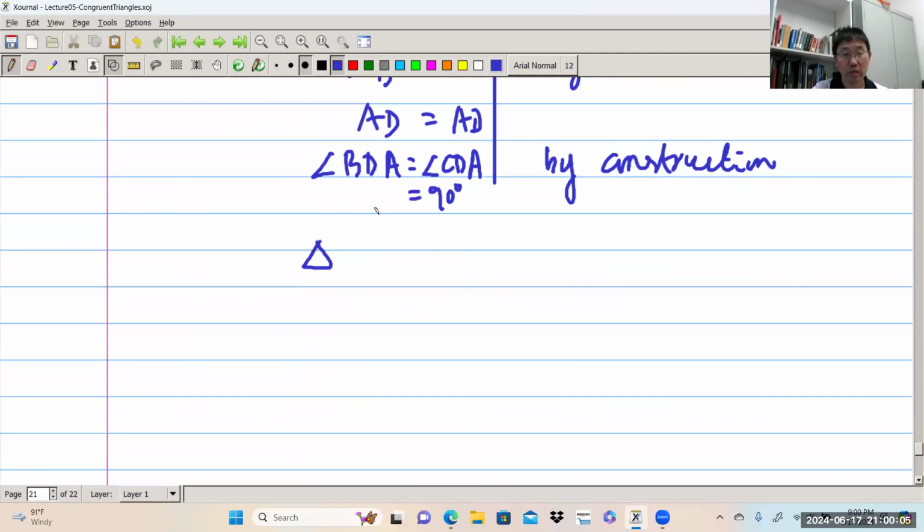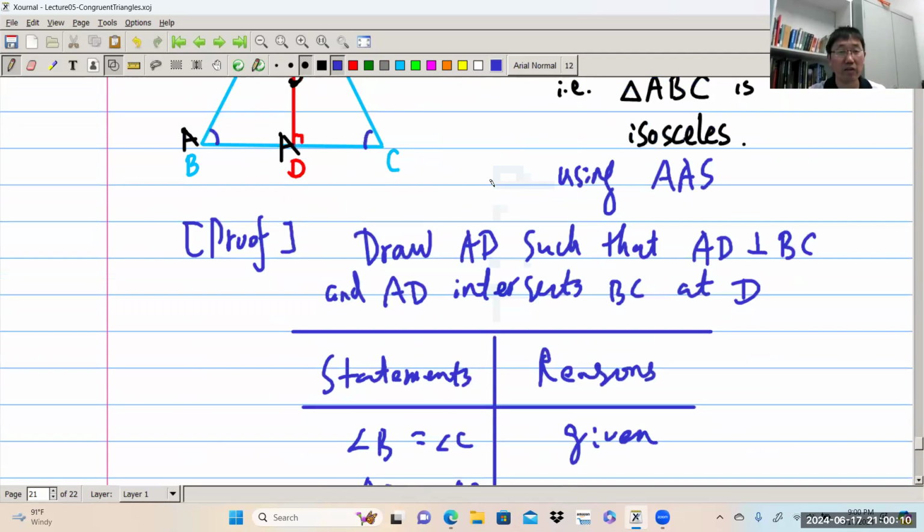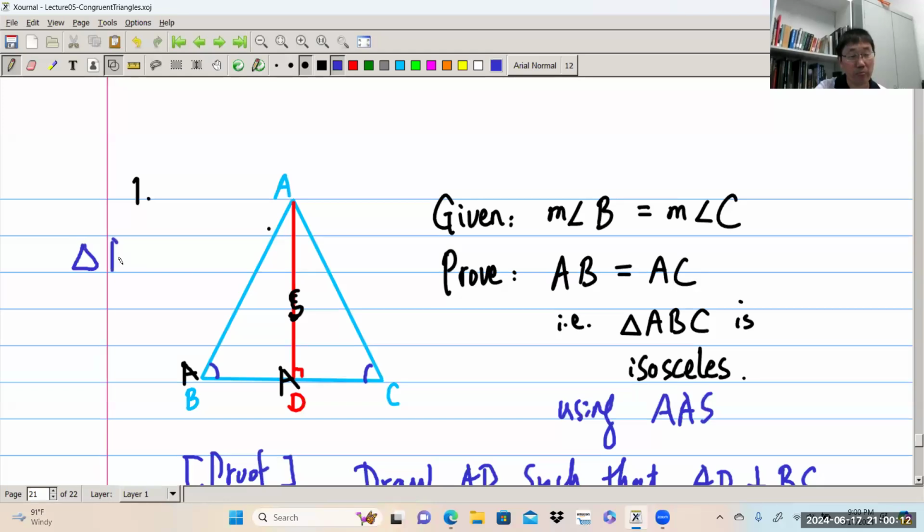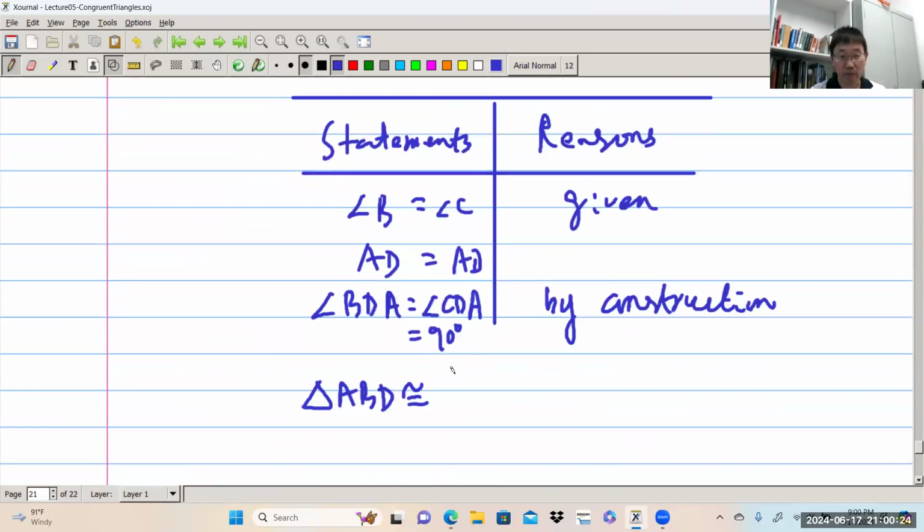ABD is congruent to a second triangle. How to write down the second triangle? If I write the first triangle as triangle ABD, then what's the second triangle? ACD, right? I think it's kind of obvious from this picture here. ACD. Okay, you can double check that. I did this multiple times, so I'm going to save some time. So it's ACD. This is by what postulate? AAS, right?